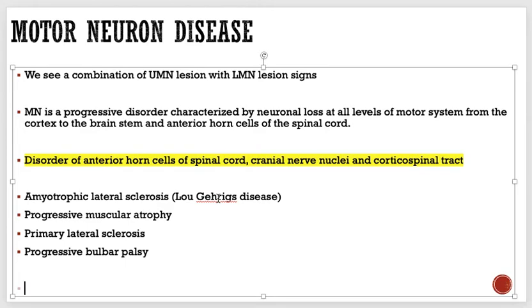ALS is the most common one in motor neuron disease. Of course, there are others as well. And what is the cause of this motor neuron disease, guys? It is not known, and the most common cause is basically idiopathic. Most of the time we don't know the cause. But in 5% of cases, they found some mutations in the genes.